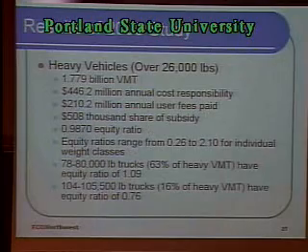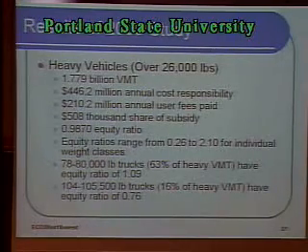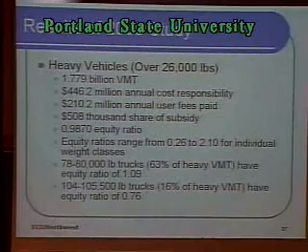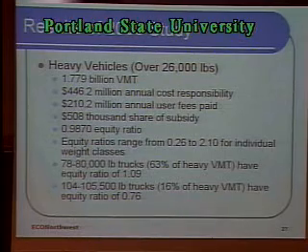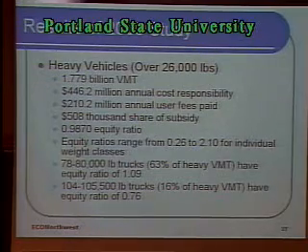Heavy vehicles is everything over 26,000 pounds. They had 1.8 billion miles of travel each year in Oregon. They had a $450 million annual cost responsibility and paid $210 million in user fees each year and ended up with a 0.987 equity ratio, which means they were paying almost their fair share, but not quite.